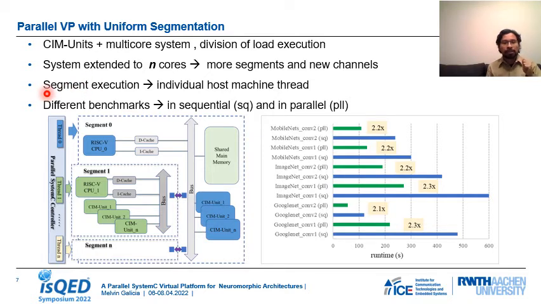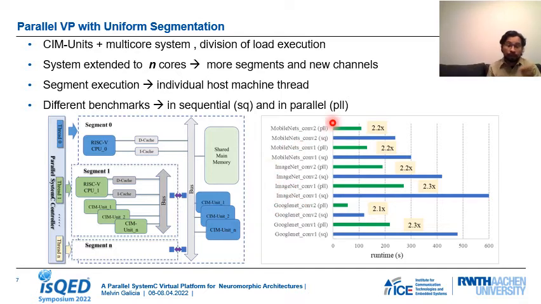As I previously mentioned, now each segment is an individual host machine thread. What we've done after that is run benchmarks in a sequential and a parallel fashion. Those benchmarks, for instance, are MobileNets for a convolution layer that has different parameters, M and MP, of the artificial neural network, and a different MobileNet for a different convolutional number of layers. We did that for ImageNet and for GoogleNet.